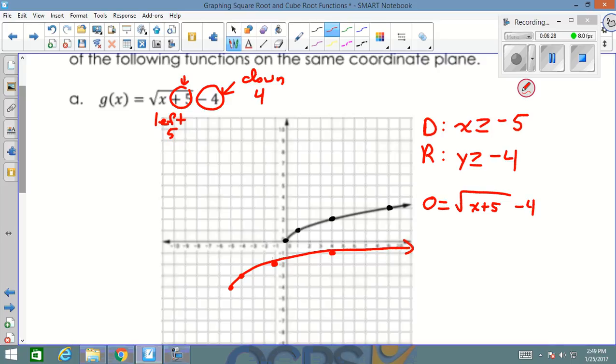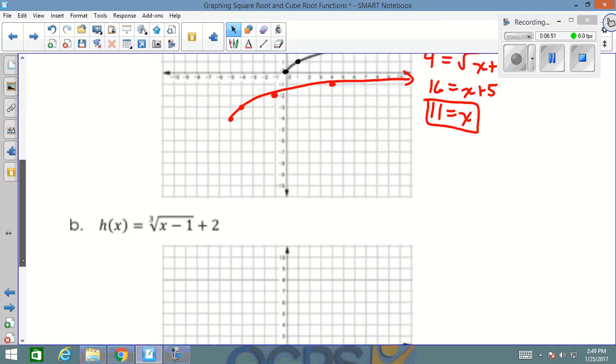Okay, move the 4 to the other side, so 4 equals the square root of x plus 5. Square both sides, so we get 16 equals x plus 5. So x would equal 11, so we would have a root or an x-intercept at 11. And then for the y-intercept, you would do the same thing, put 0 in for x there, so you get the square root of 5 minus 4.